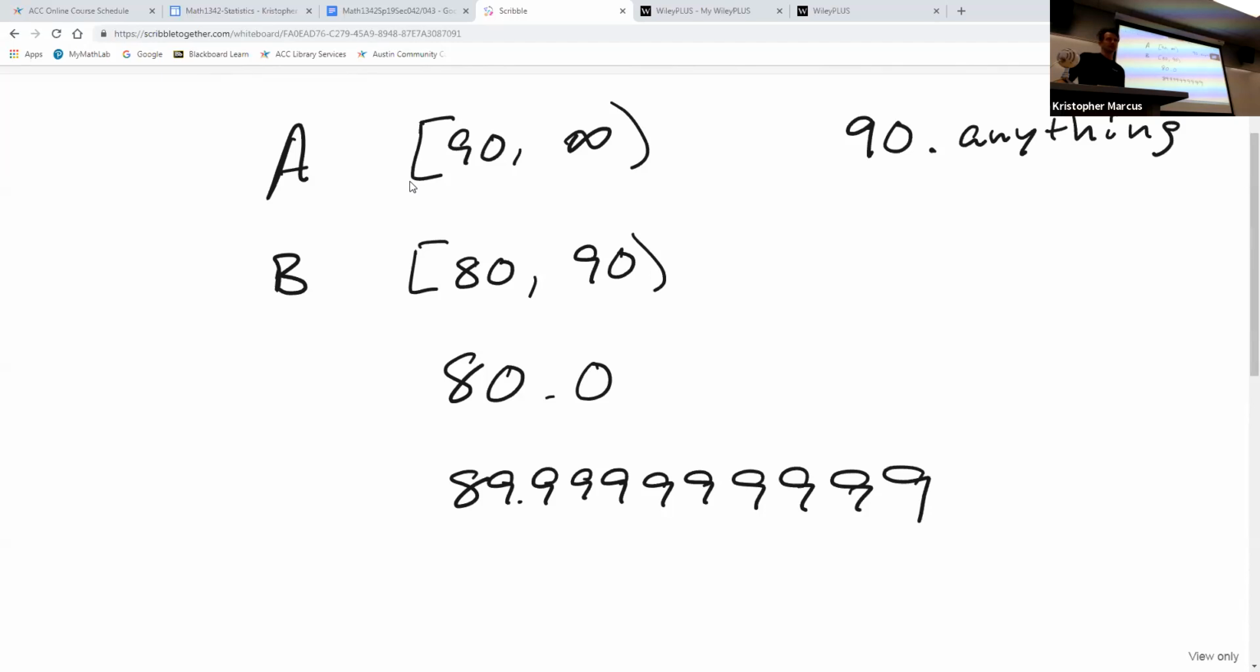Fair enough? Now, here's the problem with this. I'm just going to warn you now. At the end of the semester, somebody is going to come to me, either by email or in person. They're going to end up with this grade in the class.